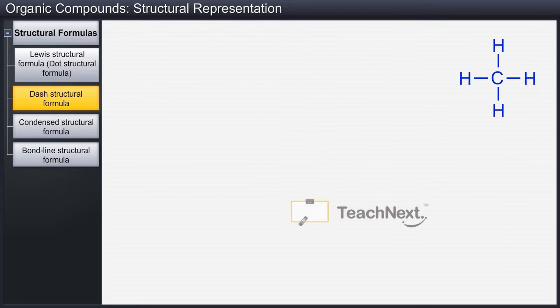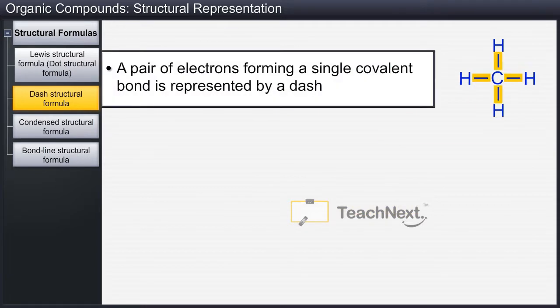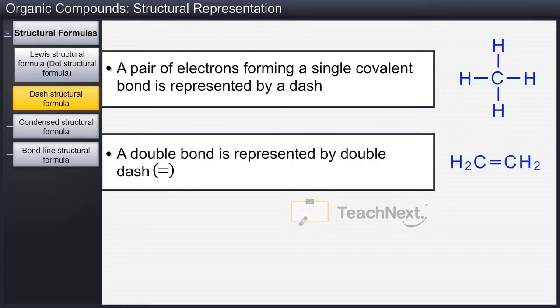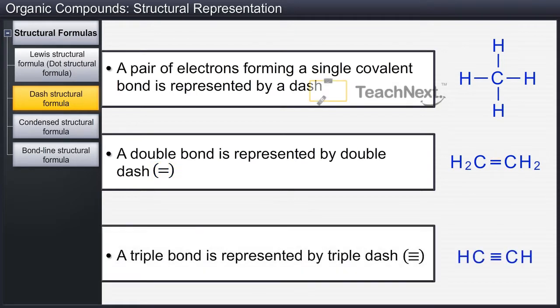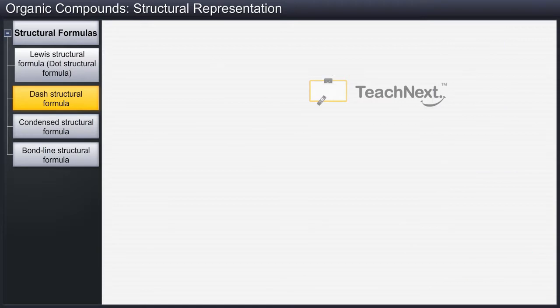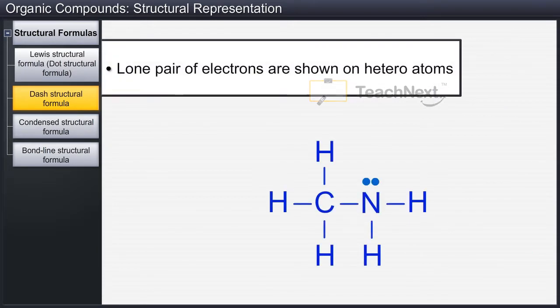Thus, a pair of electrons forming a single covalent bond is represented by a dash. A double covalent bond is represented by a double dash, and a triple covalent bond is represented by a triple dash. Organic compounds containing heteroatoms with lone pairs of electrons are represented by a pair of dots on the respective heteroatom.